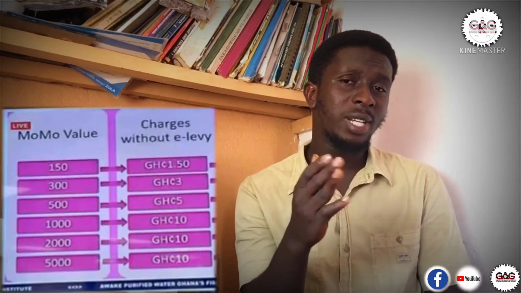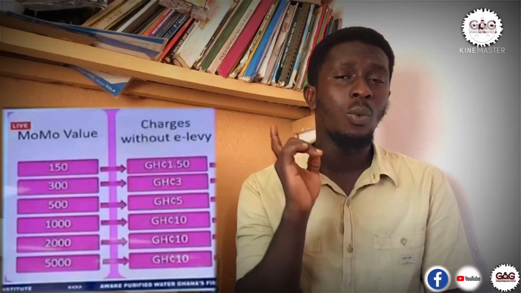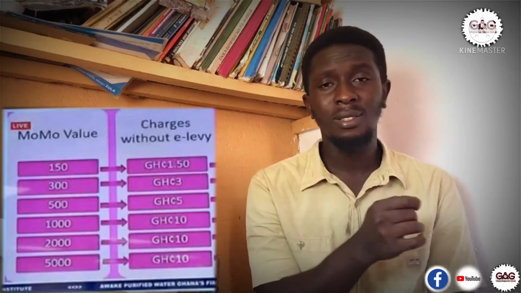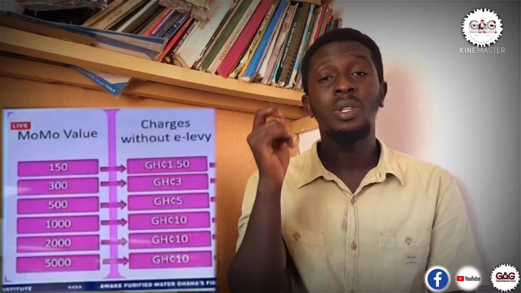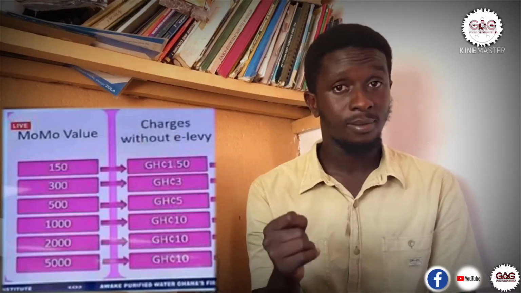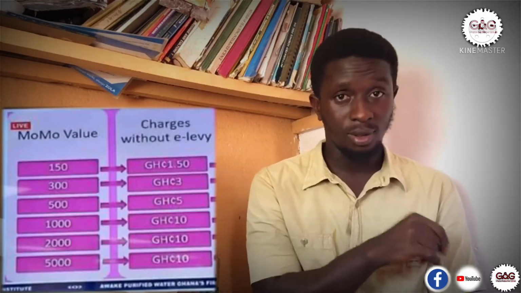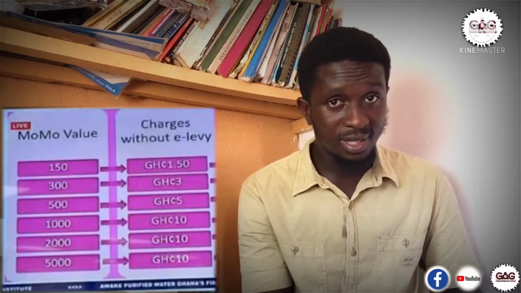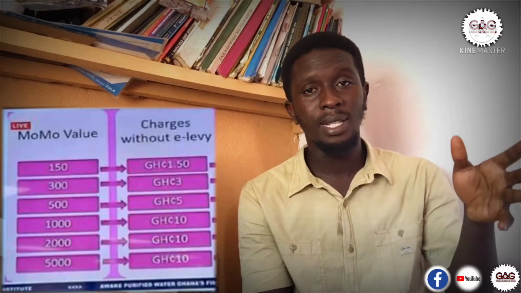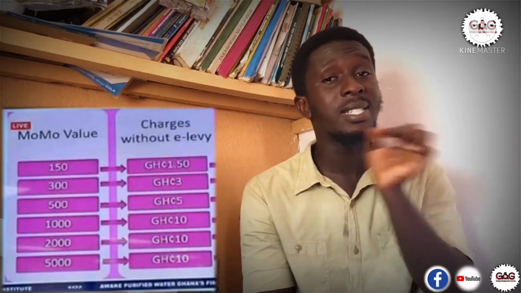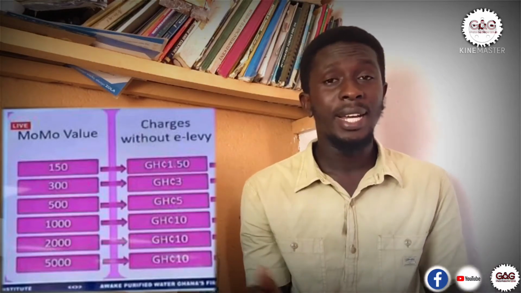That means when you transfer or make a transaction of 101 cedis, there will be an e-levy tax on the 1 cedi, not the 100 cedis. And the percentage of this tax is 1.75% of the amount that they will tax, that amount that you transfer. So meaning when you transfer 150 cedis, the percentage that will be taxed on that money is 1.75% of the 50 cedis, not the 100 cedis, the 50 cedis. Good. Now let me walk you through some values and the normal telco charges that we know.